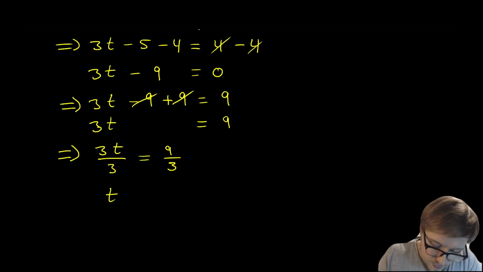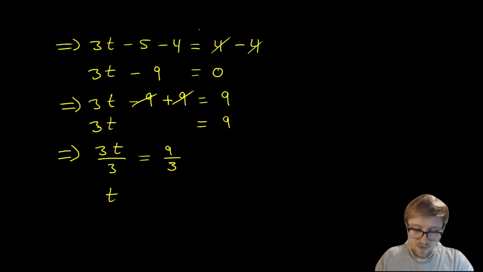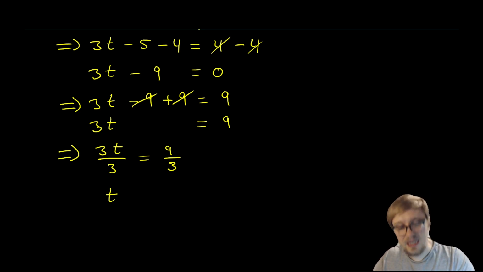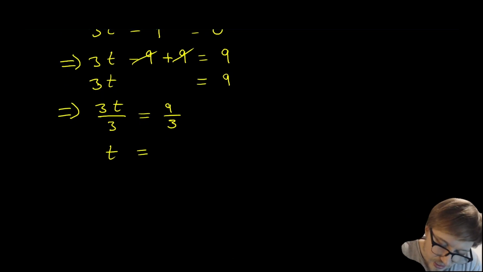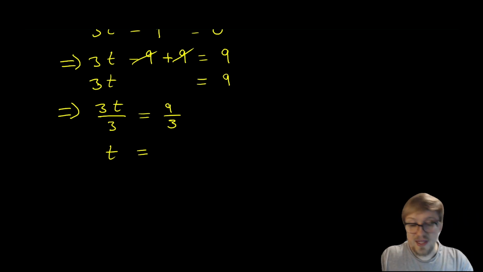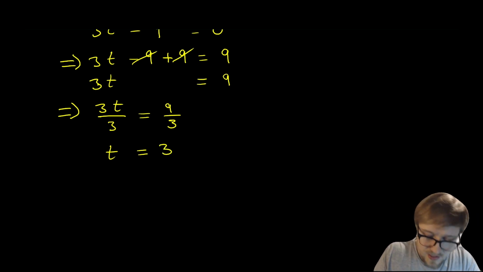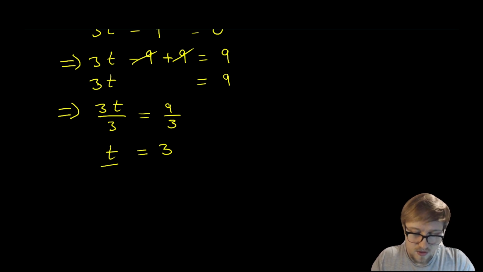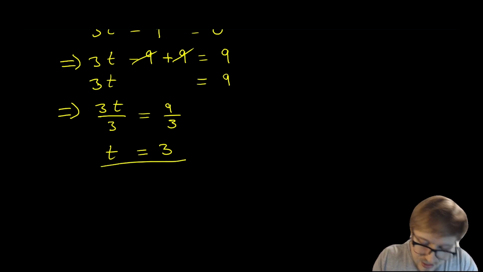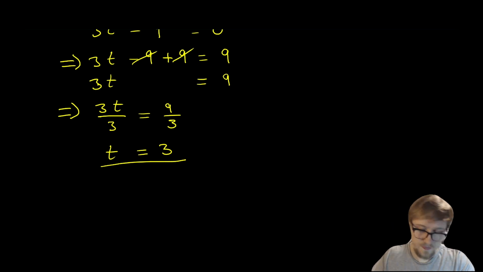So we're just going to have t, which is the same as 1t. And then on the right-hand side, we're going to have 9 divided by 3, which is going to give us 3. So that's the solution to the equation. T is equal to 3.